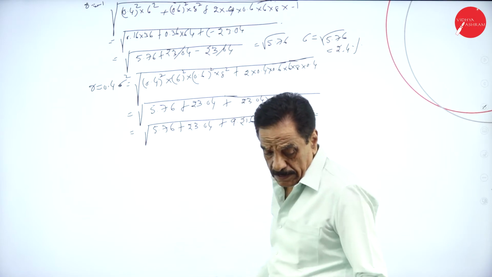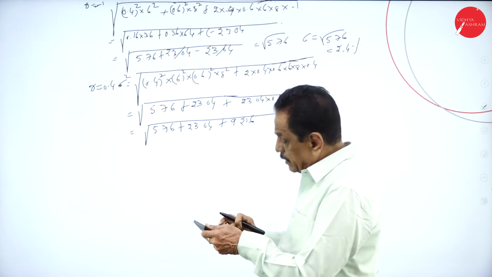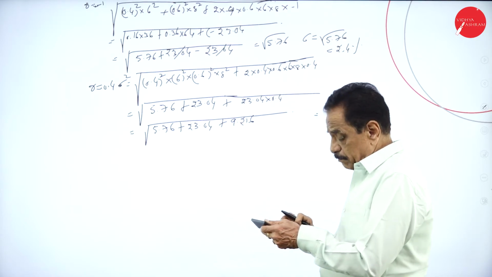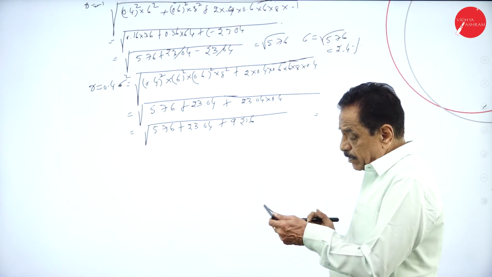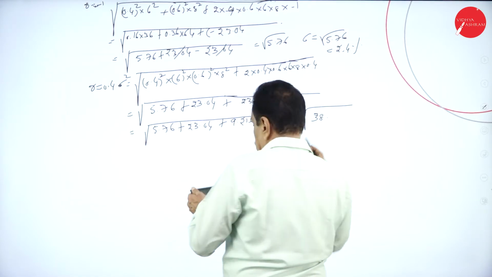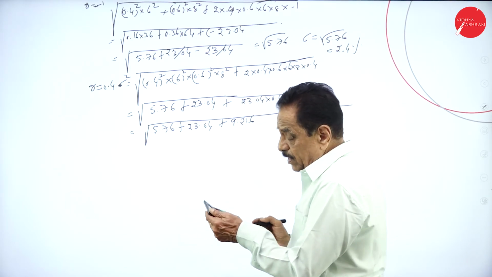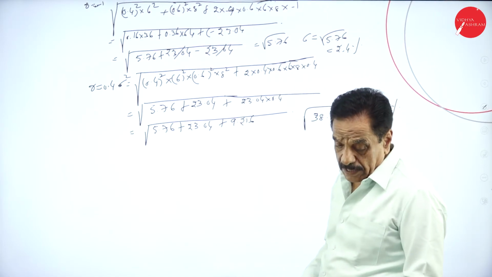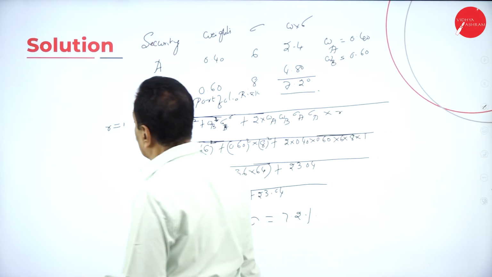How much will come? 5.76 plus 23.04 plus 9.216, 38.016, root of this, 6.165%. This is when R is equal to 0.4. Last one, when R is equal to 0.